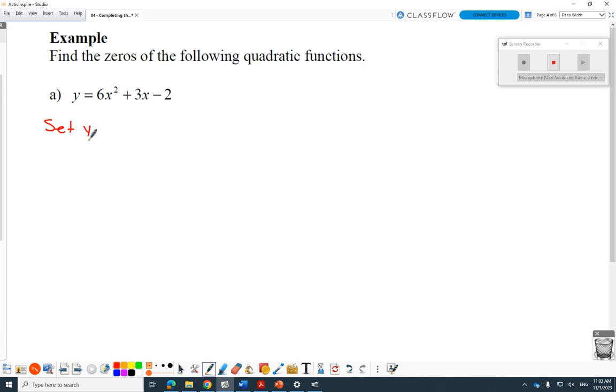What's different when it says find the zeros? Just that. It says find the zeros, make y equal 0, and now I'm solving by completing the square, unless it factors. Does it factor? Negative 12, no, it doesn't factor.